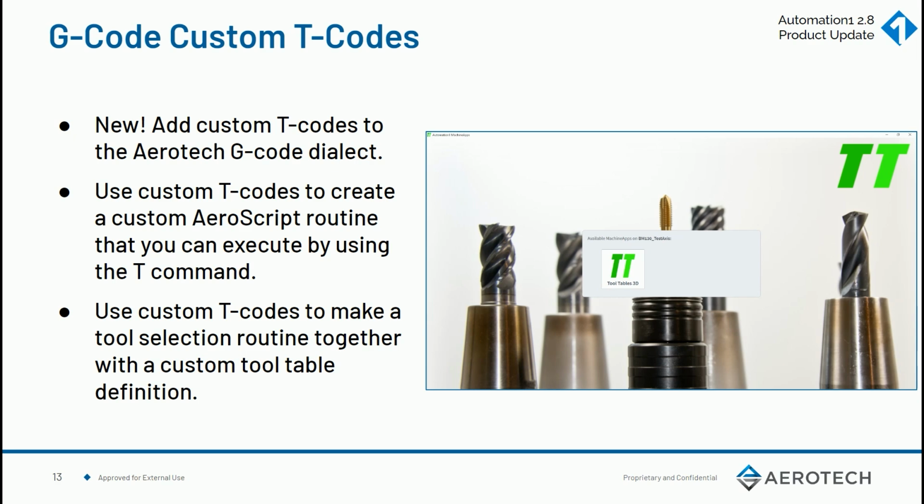And you can use these custom T codes to create a custom AeroScript routine that you can execute by using the T command. You use custom T codes to make a tool selection routine together with a custom tool table definition. And what does this all mean? Well, let's look at an example.